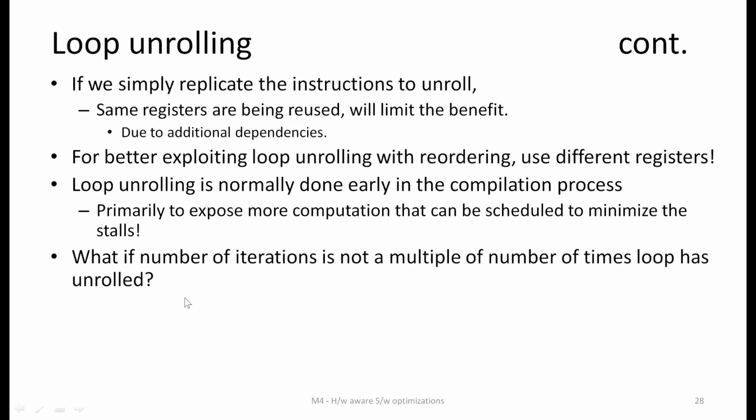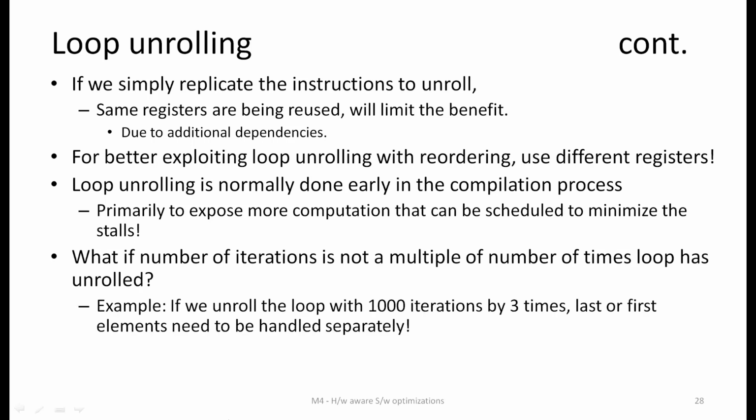Now, in the previous example, we considered a loop which would iterate 1000 times, and we unrolled it twice. So we have now reduced the number of loop iterations to 500. But what if the number of times the loop would iterate is not a multiple of the number of times you want to unroll? For example, if we wanted to unroll the previous loop by 3 times, then we would cover only 999 iterations of the 1000 iterations. So we have to handle either the first element or the last element separately. So this is a side effect of loop unrolling. We can't blindly go ahead with it, and we need to write additional code for such corner cases.